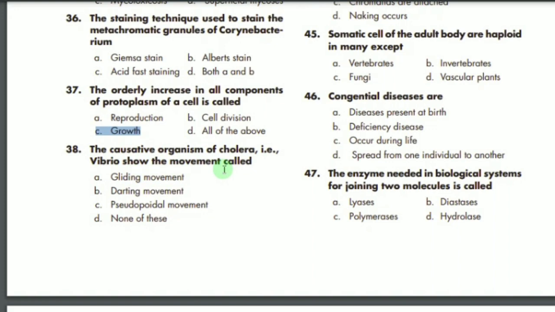Okay. MCQ number 38 says that the causative organism of cholera, Vibrio, shows the movement called... We know that cholera is caused by Vibrio cholerae, and it mostly shows the movement we call darting movement. B is the correct option.